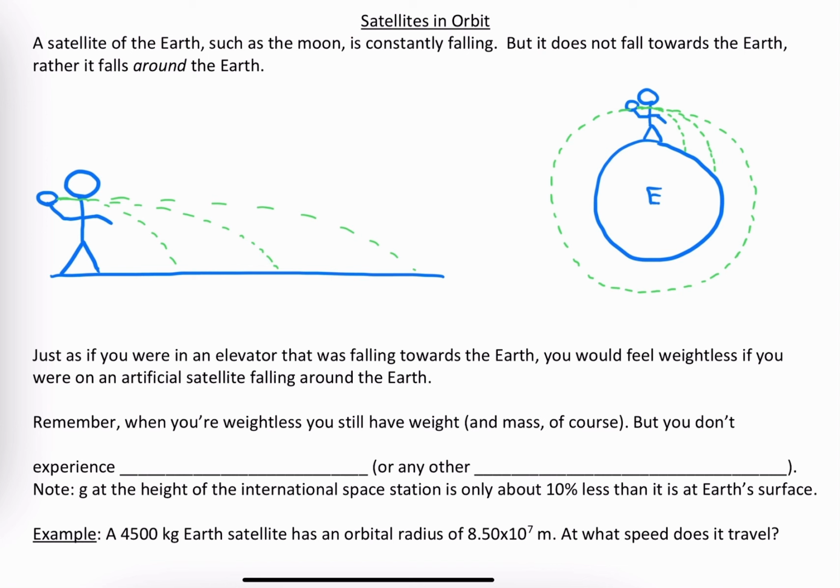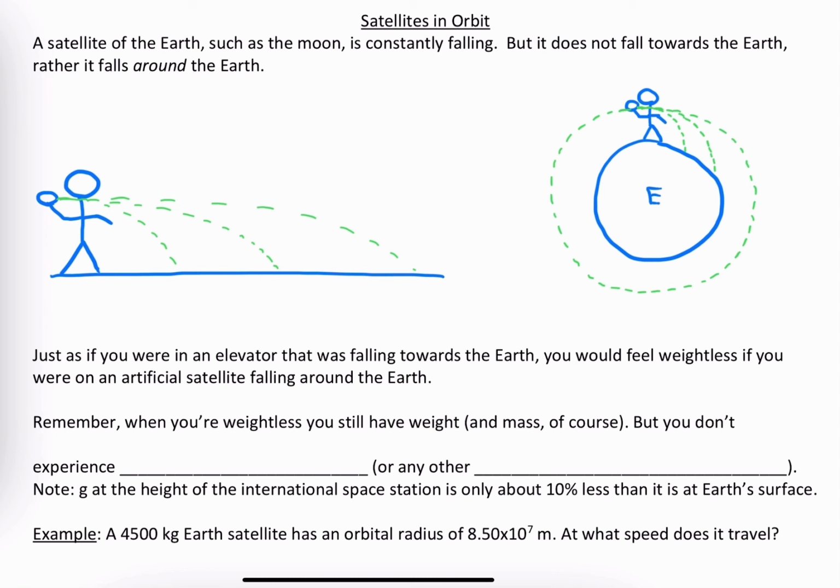The reason we go high to put things in orbit is to get out of the atmosphere. If you want to throw something fast enough that it'll actually do this, you need to throw it many, many times the speed of sound. And when you throw things that fast, there's a ton of air resistance, and they will slow down very quickly.